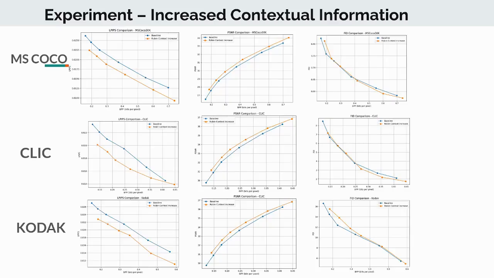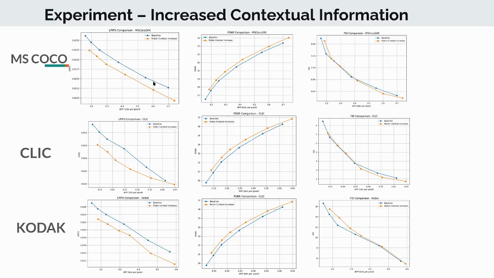So for the first of our results, basically increasing the caption information context. So what does this mean in terms of results? We validated this on 3 datasets, so MS COCO, the CLIC validation sets, and also Kodak validation sets. And we saw 3 basically main metrics.